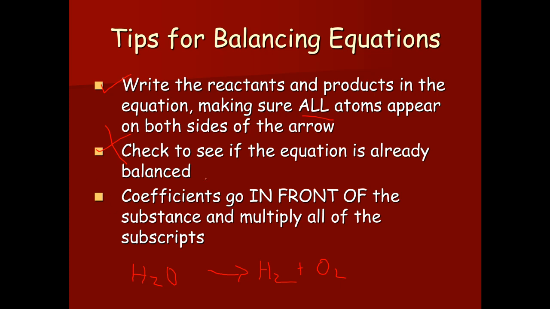So now coefficients go in front of the substance and multiply all the subscripts. Well, let's look at this. Okay, so how can I balance this? I need to get all my hydrogens and oxygens to be correct. So H2O, my hydrogens are balanced, so I don't want to mess with those yet. Let's look at the oxygen. I have 2 oxygens, so maybe there's a way I can get 2 oxygens over here.